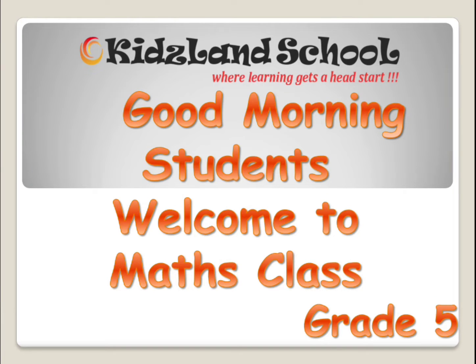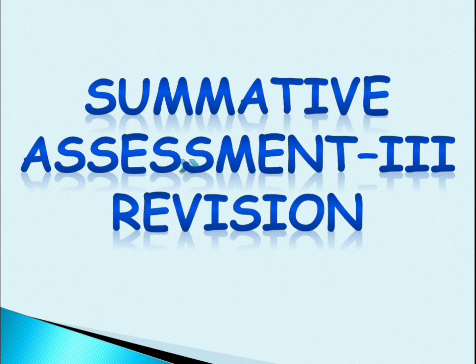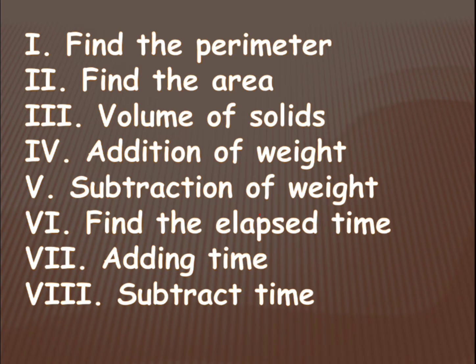So, in maths, we are practicing for our exam, isn't it, children? Which is summative assessment 3. We are doing the revision. Yes. So, I have explained to you the model paper. In that, we have practiced the first two bits, that is, finding the perimeter and area of a square and a rectangle, isn't it, children? So today we will learn how to calculate the volume of solids, where you need to count the number of cubes and write it down. Very easy. Addition of weight and subtraction of weight. Okay, three bits we will learn today.